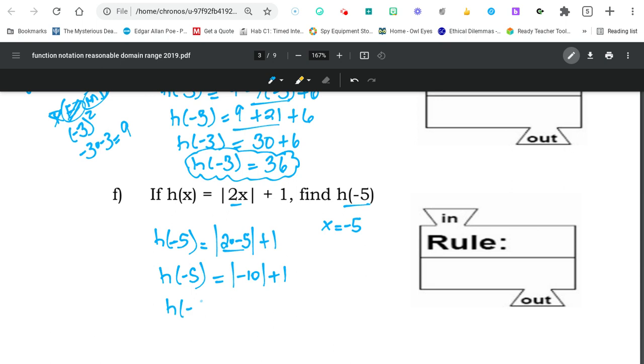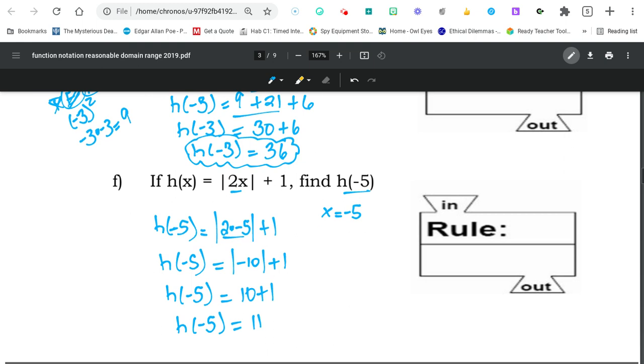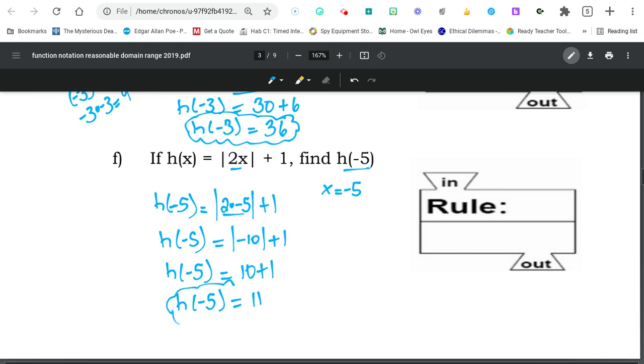Well, what is absolute value? Absolute value is distance, and distance from 0 can never be negative. Where distance can never be negative, I don't care what it's from. It could be from 0, negative 2, 1, it doesn't matter. The absolute value of negative 10 is 10, and 10 plus 1 is 11. So when I evaluate that function at an x of negative 5, I get out 11. And that's all you do.